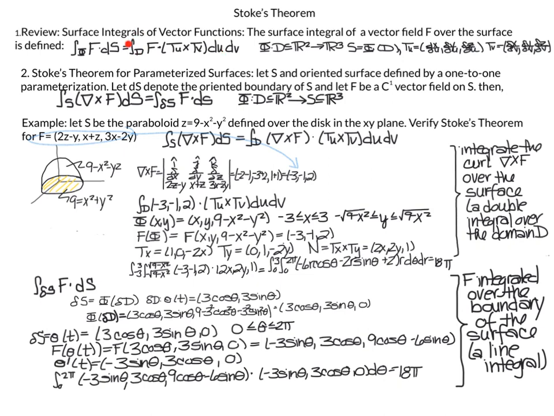And that will be, we integrate over the domain that gets mapped to the surface. So integrating over the domain, our domain's in the uv plane, of f, and in this case our f is the curl, dotted with Tu cross Tv. Looking at this formula, the first thing I need to do is take the curl. So here I have the curl of my f, which is (2z minus y, x plus z, 3x minus 2y). And the curl is equal to (-3, -1, 2).